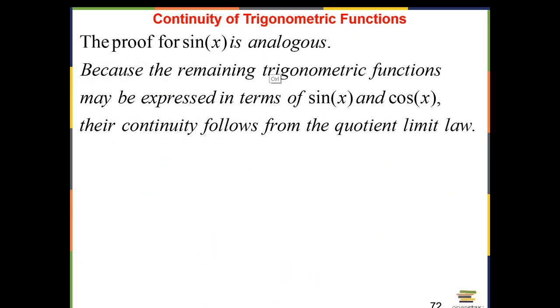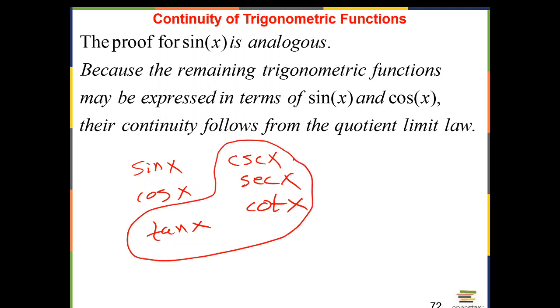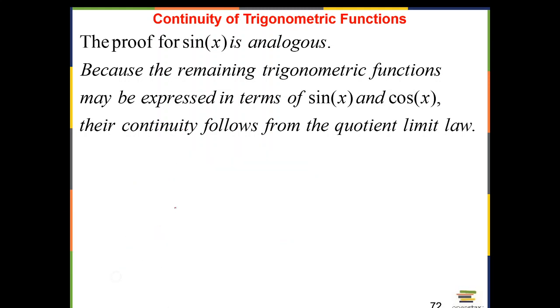So the proof of sine is similar, but the rest of them we can think of, because remember, we have sine, we have cosine, and we have tangent, and then we have cosecant, and we have secant, and we have cotangent. But all of these are related to what? Sine and cosine. So if we know about sine and cosine, we can talk about limit of quotient and use limit of quotient to find the limit. And since we know these two are continuous, we can prove that the rest of them are continuous in their domain, for all domain values. So we're not going to prove the rest of them, only sine and cosine was good enough.